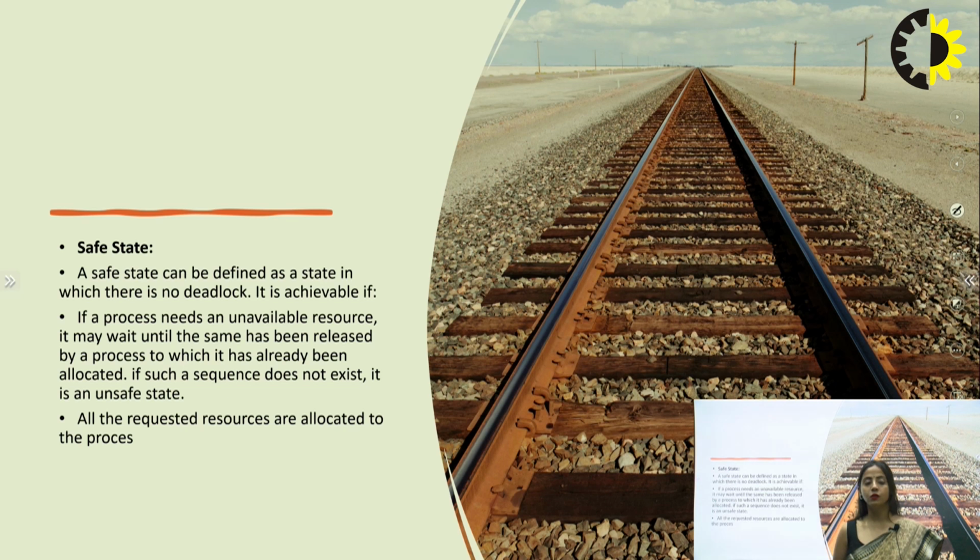Now, one more thing that you should know about is a safe state. What is a safe state? A safe state can be defined as a state in which there is no deadlock. This question will be asked in your examination, so please be clear about it. A safe state is achievable only if, when a process needs an unavailable resource, it may wait until the same has been released by a process to which it has already been allocated. If such a sequence does not exist, it is an unsafe state.